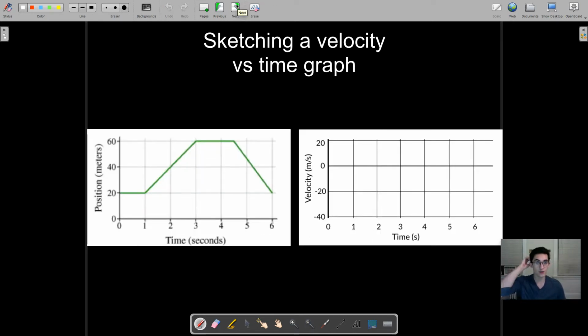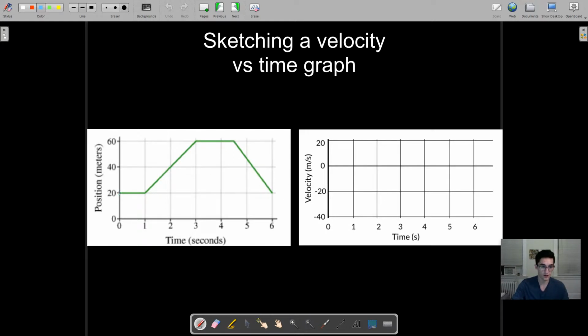Now, one skill we're going to need to be able to do is sketch a velocity versus time graph based off of a position versus time graph. And over here to the left, we have a position versus time graph from earlier. We want to sketch our velocity versus time graph. So what we're going to do is we're going to do it very methodically. We're going to break up our position versus time graph into different intervals. Anytime the slope is changing, we're going to mark that as a new interval.